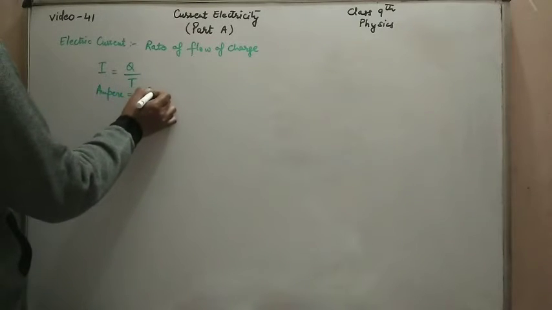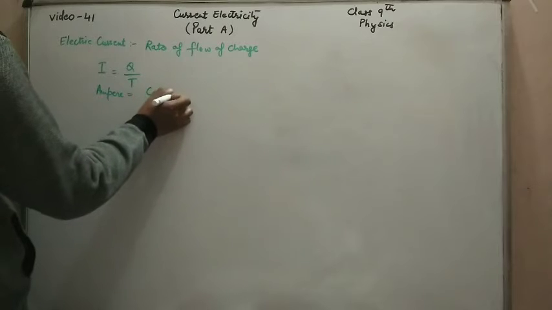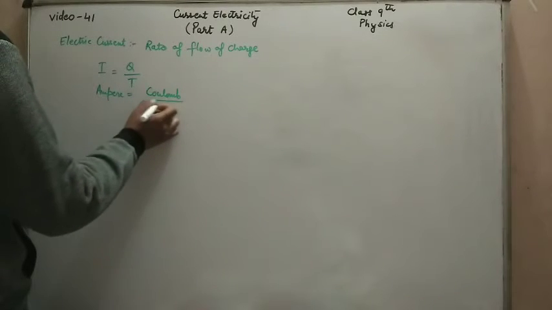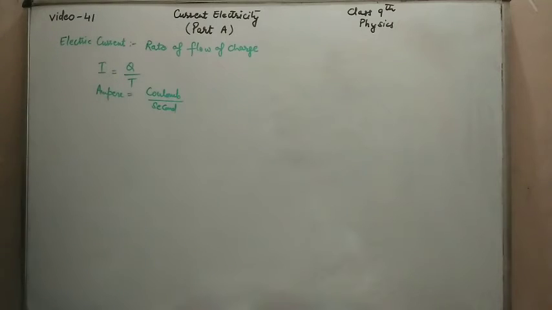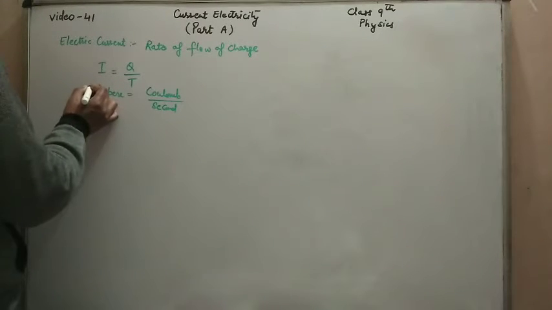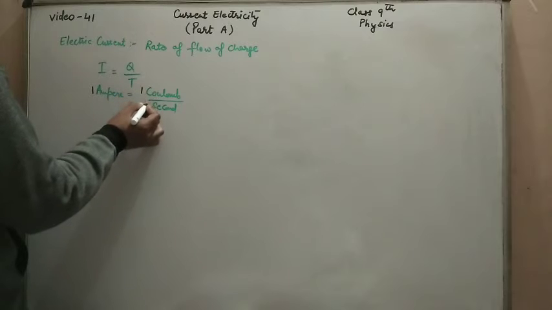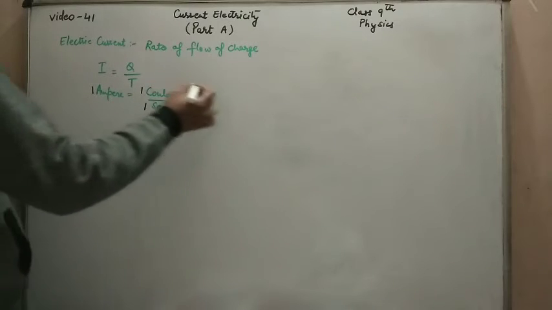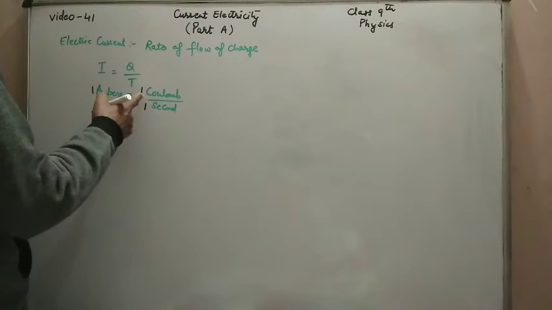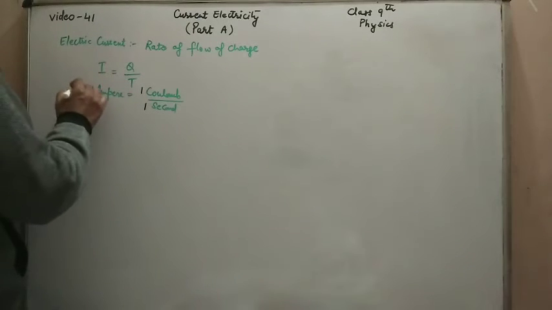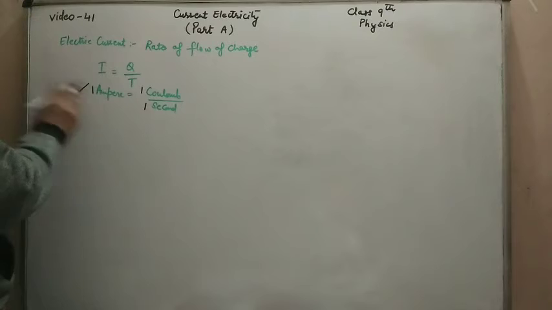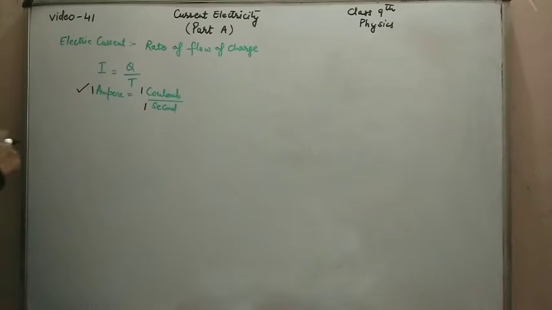SI unit of charge is coulomb, and time is second. So if you want to define 1 ampere, it means if the charge which flows through a wire is 1 coulomb in 1 second, then the current passing through the wire is 1 ampere.